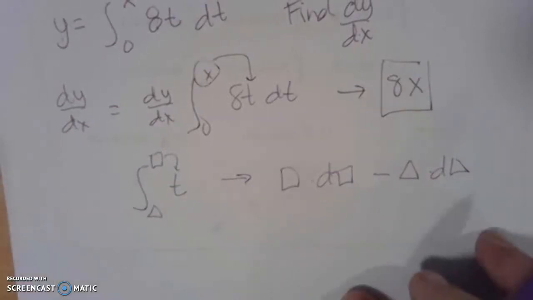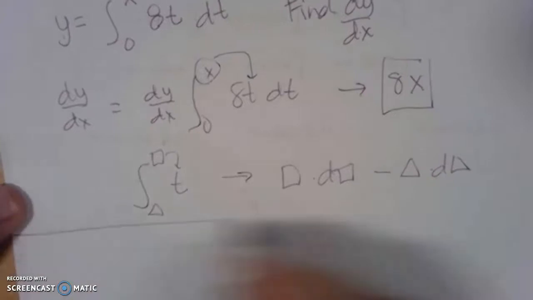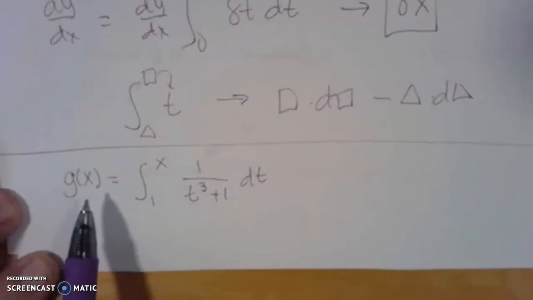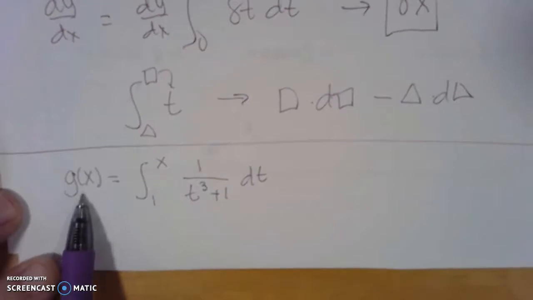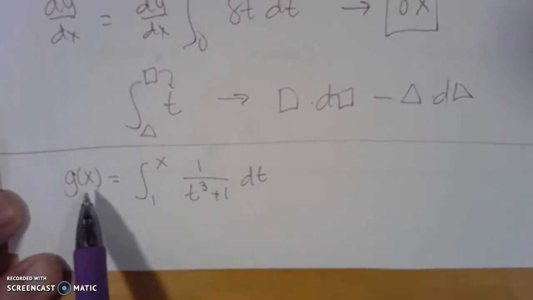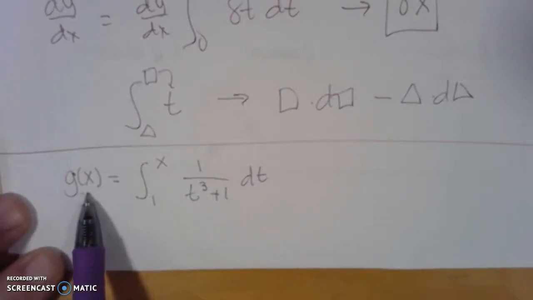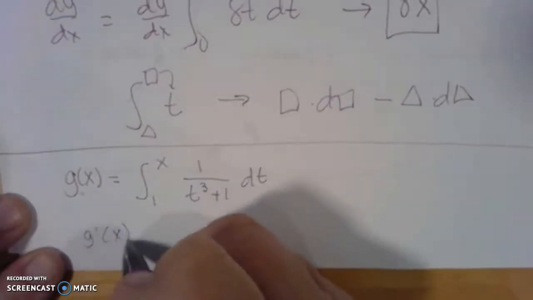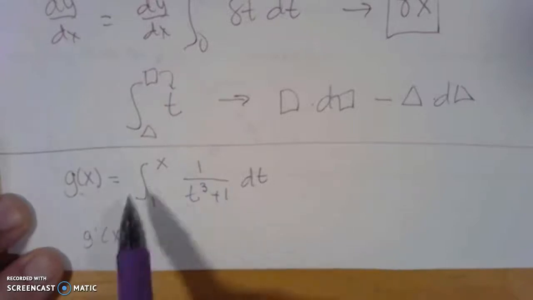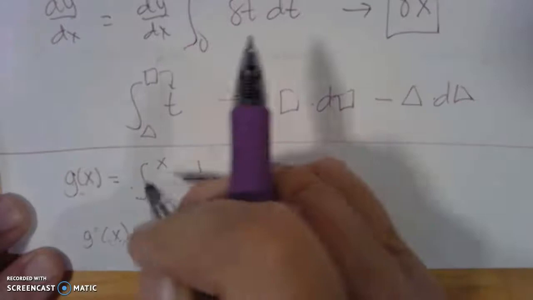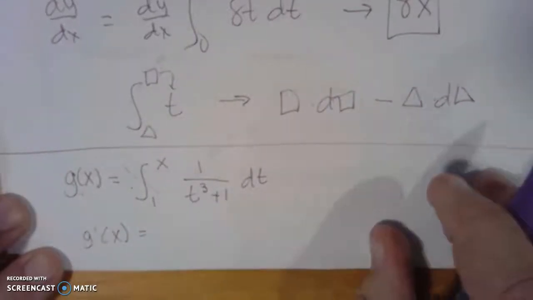Let me give you an example. Okay, let's say you're asked to solve this equation using the fundamental theorem of calculus part 1. Basically, I'm just going to find the derivative of both sides. Well, I'm going to get g prime of x equals, because I'm going to take the derivative of this side and I'm going to take the derivative of this side, the derivative cancels out that integral.